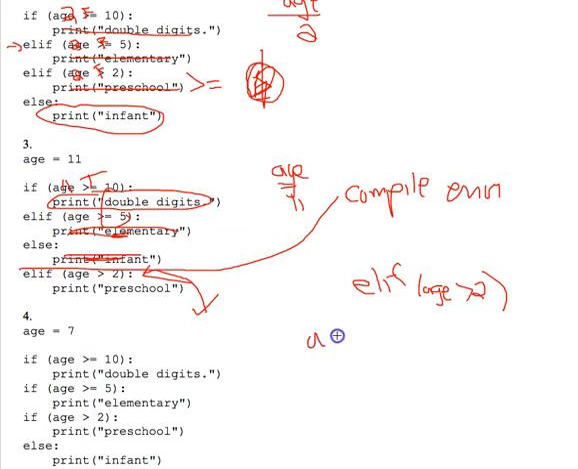Age is 7 here in exercise 4, not to be confused with exercise 3. Let me put a line here so you know. 7, that's false. So this does not see the light of day.